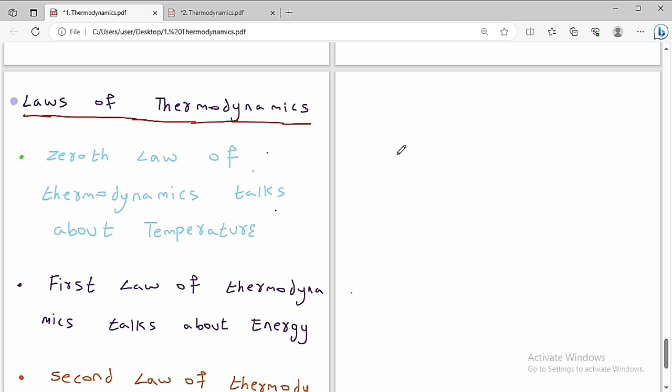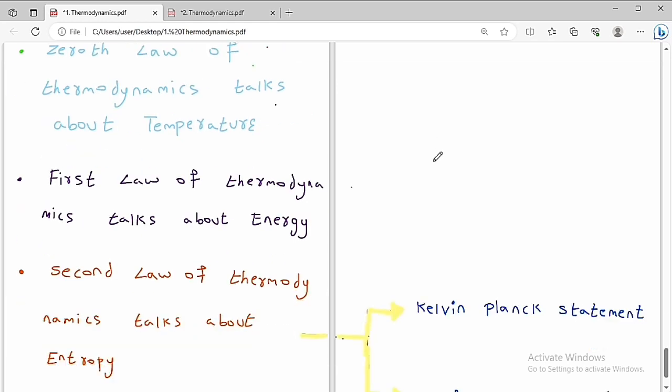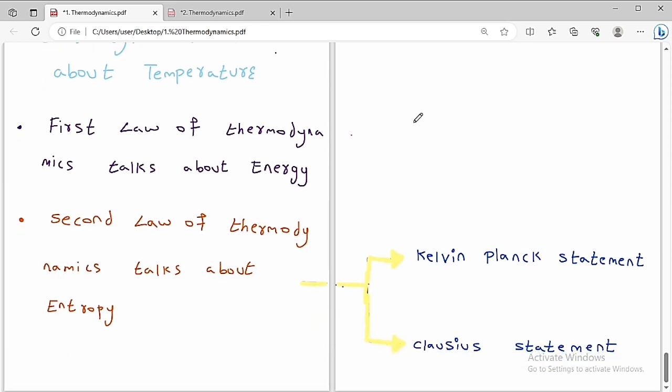Whereas the second law of thermodynamics deals with entropy. And in this we have two basic statements: one is the Kelvin-Planck statement and the other is the Clausius statement. The Kelvin-Planck statement states that you cannot design any engine which has 100% efficiency. Whereas the Clausius statement tells you how heat flow is going to happen.